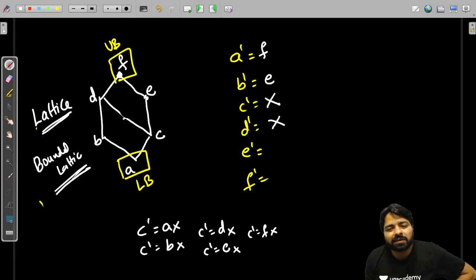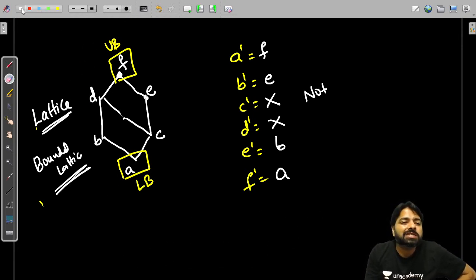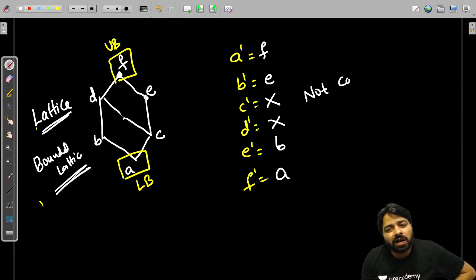Similarly, D complement. E complement is B, F complement is A. This is not a complemented lattice. But when the complement does not exist, you should be very careful. And this is not a complemented lattice even though it is a bounded lattice.